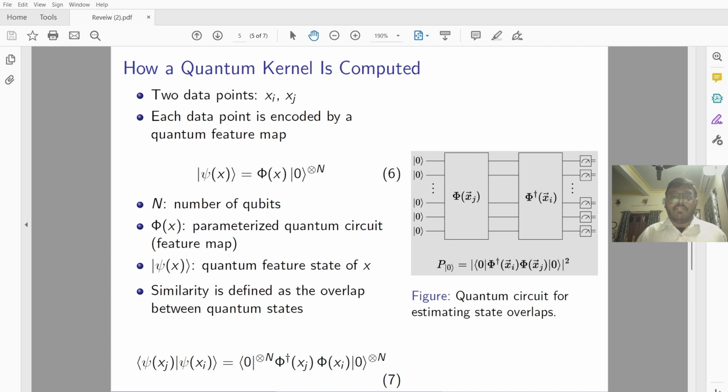Operationally, this is evaluated using a quantum circuit where we first apply the encoding for one data point and then apply the inverse encoding for the other, and finally perform a measurement. The outcome of this measurement directly estimates how close the two quantum states are. As a result, the kernel value becomes a physically measured quantity obtained from quantum inference rather than a purely algebraic computation. On the right side we show a diagram of the quantum circuit for estimating quantum kernels.